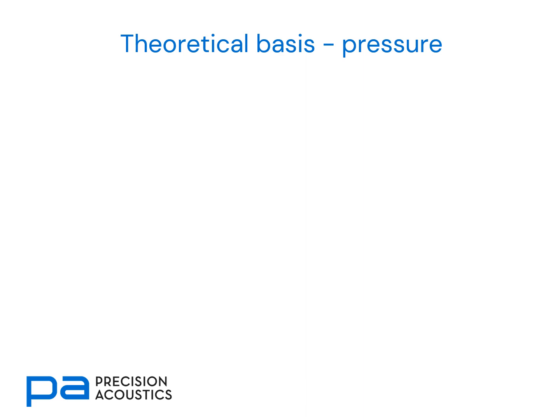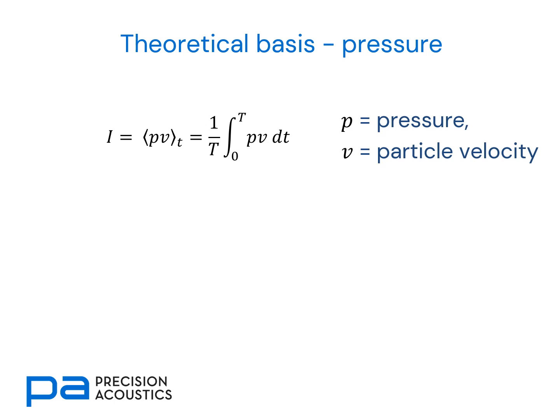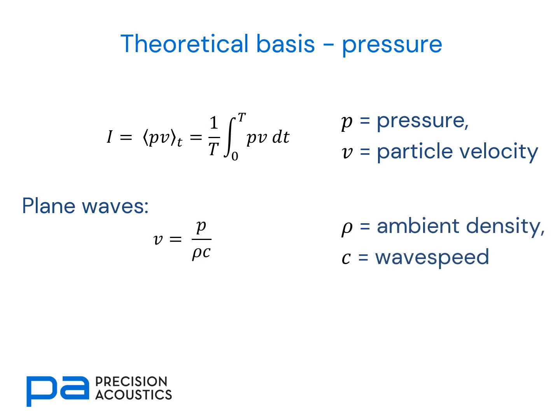We could also consider a theoretical basis for intensity starting with ultrasonic pressure. Here, intensity is the time-averaged product of pressure and particle velocity. Pressure we can measure directly, but at ultrasonic wavelengths particle velocity is very much more challenging to measure directly, and in practice normally not possible. If we're able to consider a plane wave approximation, then the relationship between particle velocity and pressure is simply to divide by the acoustic impedance of the medium, which is its ambient density and wave speed product.